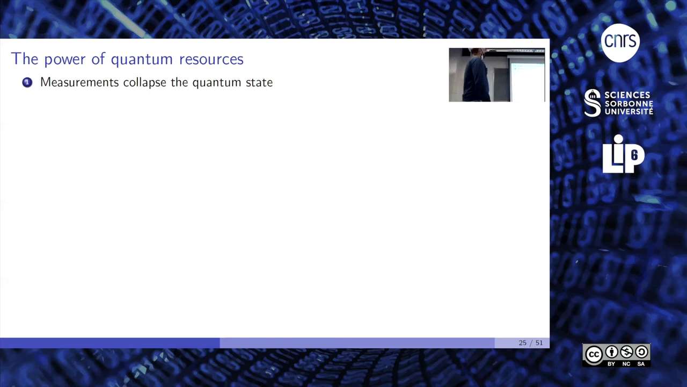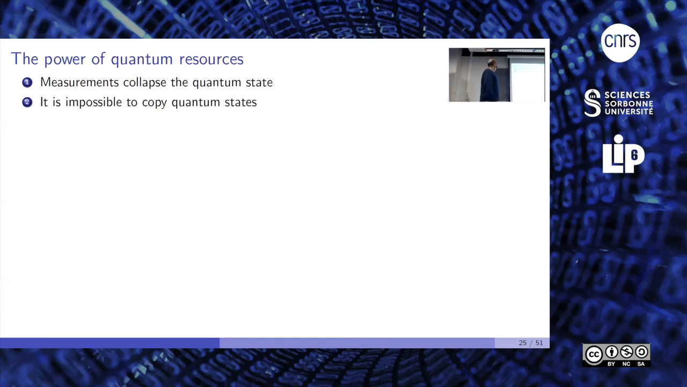And there are two important properties that will be useful to us. The first one is that measurements collapse the quantum state. This is the weakness that we saw, that we're losing information, but this will be a key point where Alice and Bob can check if someone else is eavesdropping on their quantum communication. Because if they were eavesdropping, if you're measuring, if you're gaining information from it, then collapse must happen.